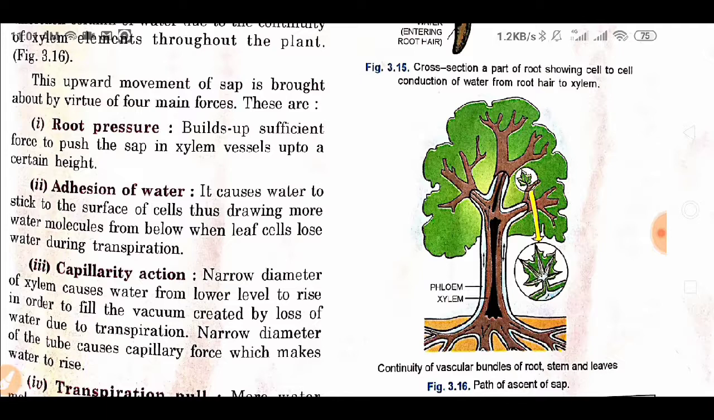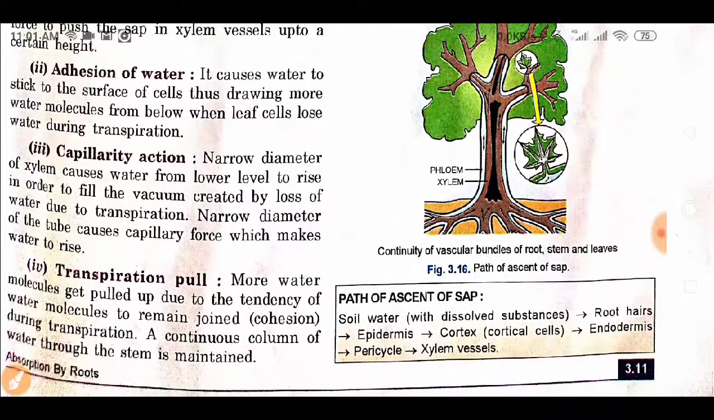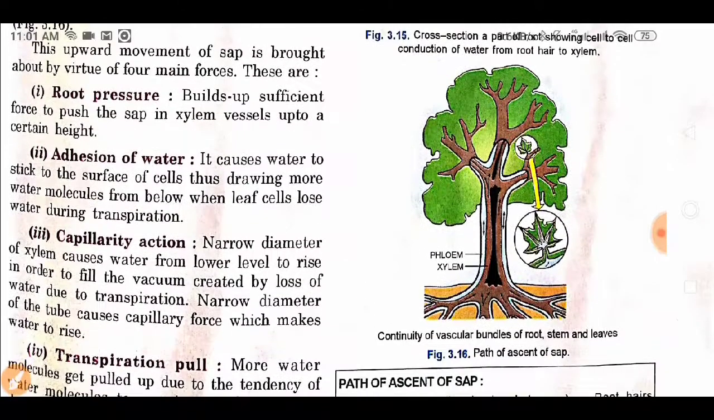The upward movement of sap is brought about by virtue of four main forces. These are root pressure, adhesion of water, capillary action, and transpiration pull. Mainly the capillary action is responsible for this ascent of sap. In root pressure, enough force builds up to push the sap up in xylem vessels up to a certain height. Adhesion of water causes water to stick to the surface of cells, thus drawing more water molecules from below when leaf cells lose water during transpiration.